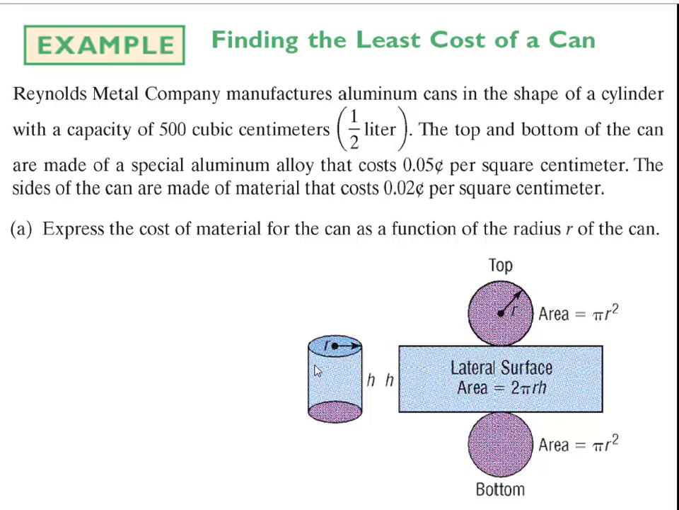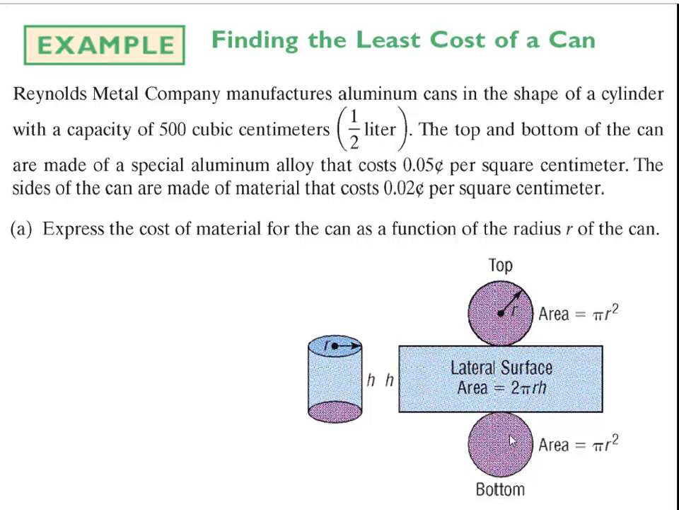Now the side of the can, this is pretty cool. If I take the side of the can and cut it open and lay it out, it's a rectangle. So the area of this rectangle is length times width. The length of this rectangle is actually the circumference of the circle. If I curl that rectangle back up, the circumference of the circle right here is 2 pi r. And the height of the can is the width dimension right here. So the area of the side is 2 pi rh.